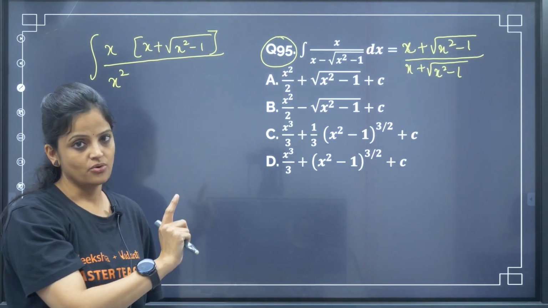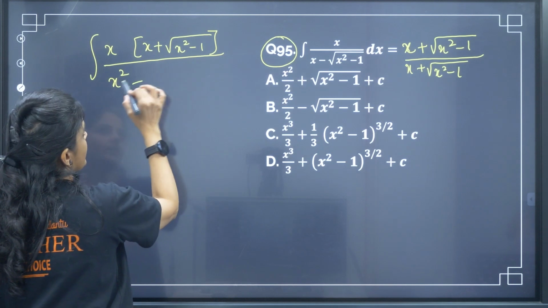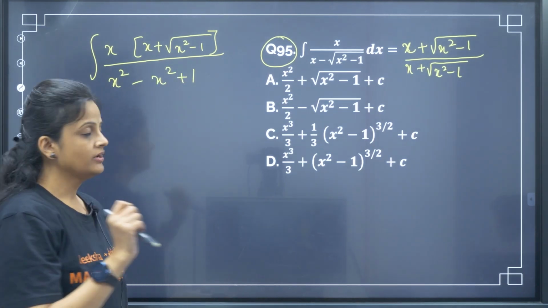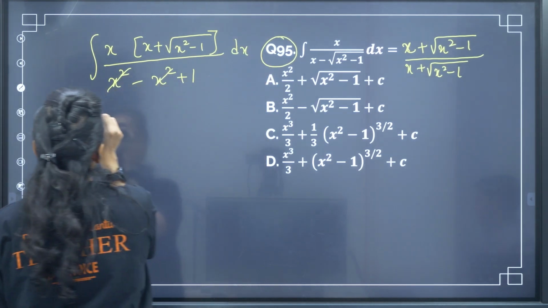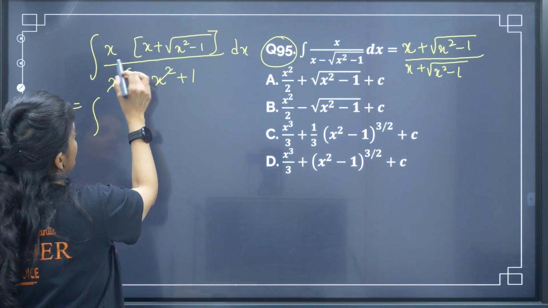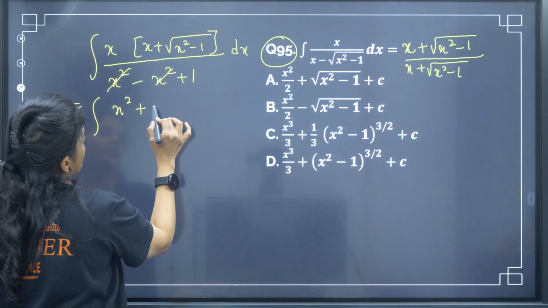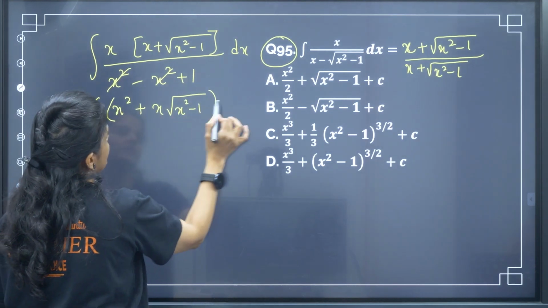Our root will cancel. So that root is going off and minus is there, no? So x square minus x square plus 1 we get. Solving properly. Those who didn't get this answer, do it. Okay. Now what I have? x square plus x into root of x square minus 1 into dx.